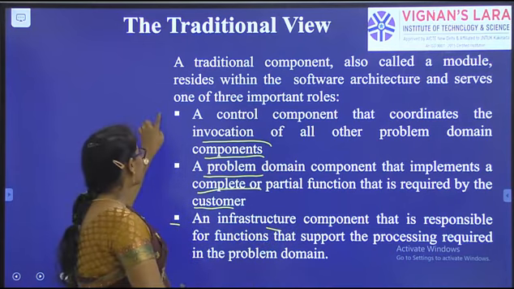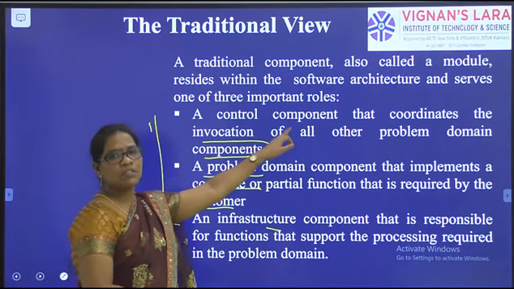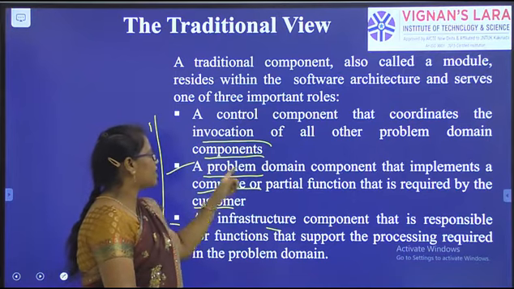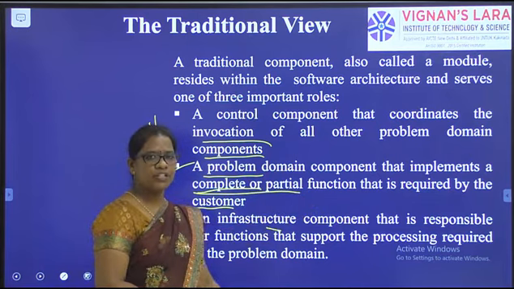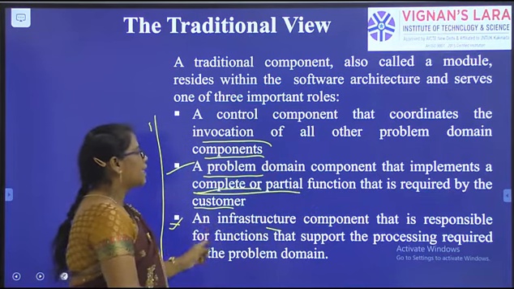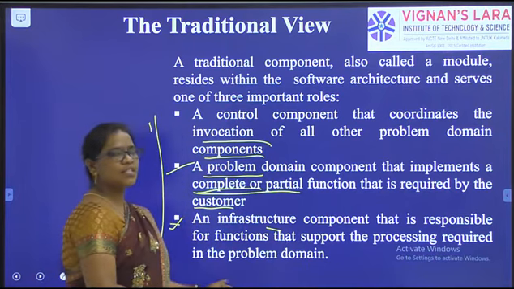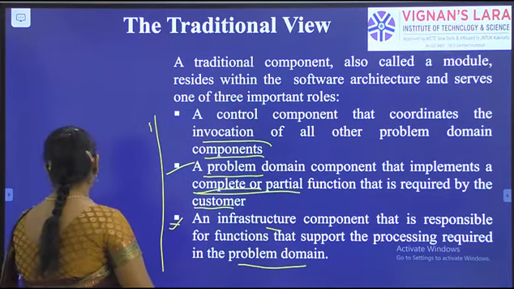Secondly, a problem domain component that implements a complete or partial function required by the customer. And third, an infrastructure component that is responsible for the functions that support the processing required in the problem domain. So this is the traditional view.